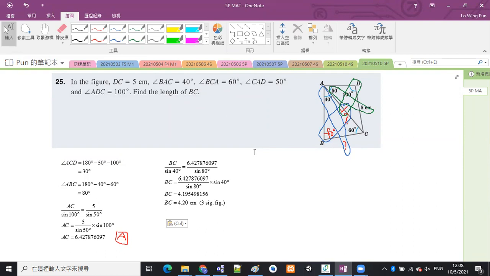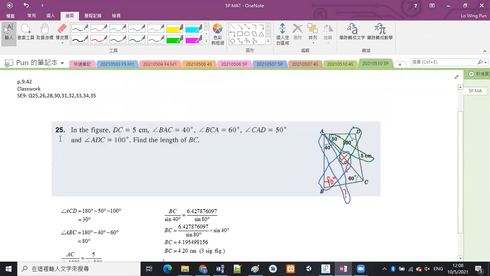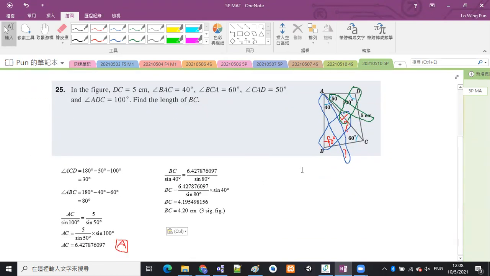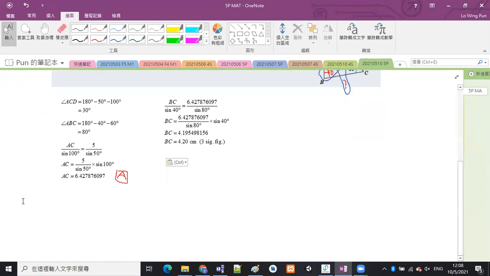Now I'd like to give you maybe 8 minutes, because we don't have so many minutes in a single lesson, to work on 26 and 28. Classwork is supplementary exercise 9, question number 26 and 28. Should be 12:08 to 12:18. No, it's 8 minutes, 16. Try your best.